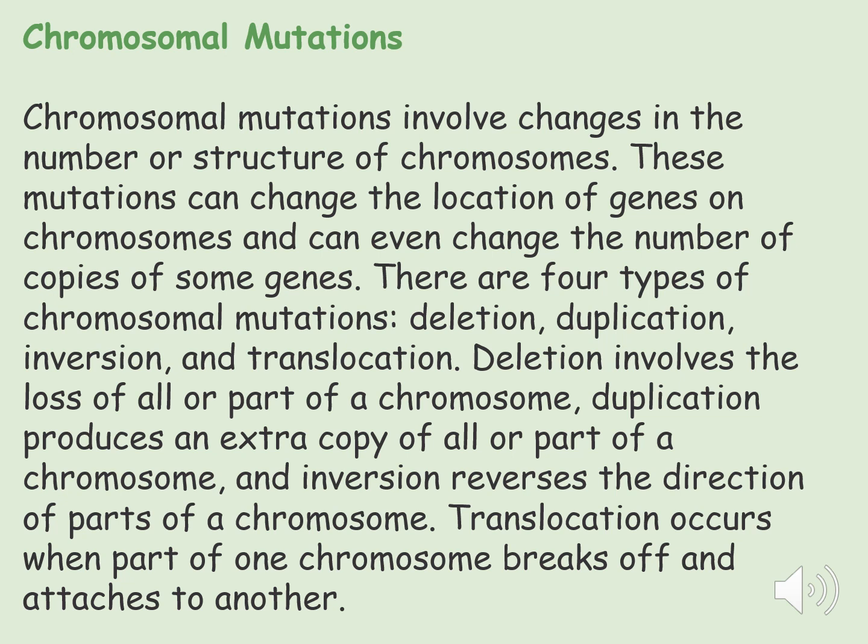Deletion involves the loss of all or part of a chromosome. Duplication produces an extra copy of all or part of a chromosome. An inversion reverses the direction of parts of the chromosome. Translocation occurs when part of the chromosome breaks off and attaches to another.